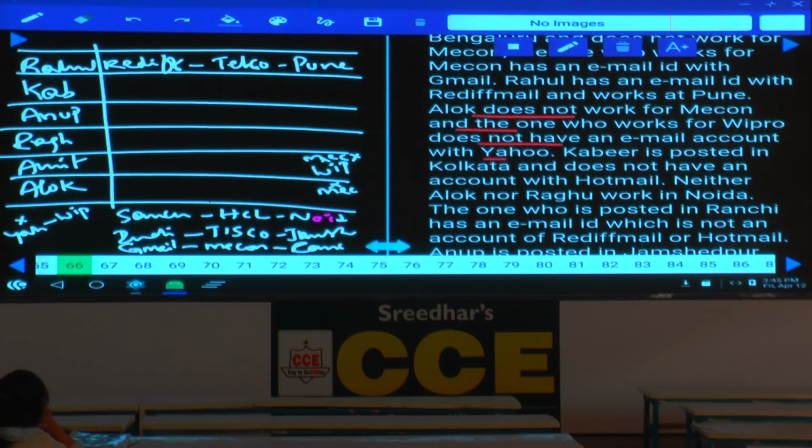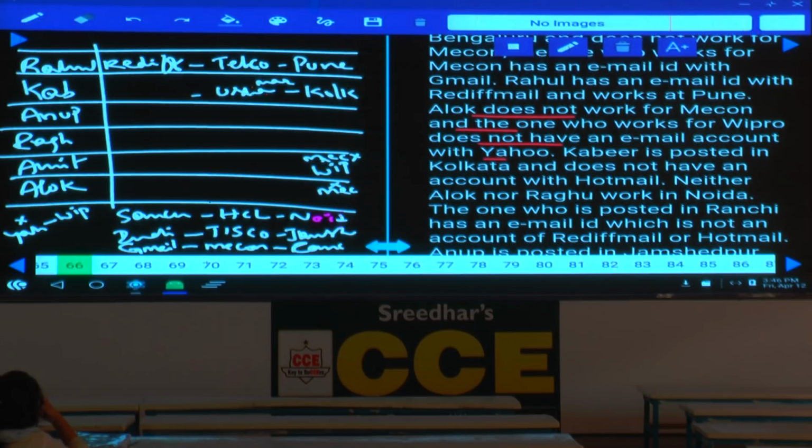The next one, Kabir is posted in Kolkata. As Kabir is posted in Kolkata, tell me what is the company here? Now the company is Usha Martin, isn't it? As Usha Martin is here, and Noida is what? HCL, and SancharNet is Noida. India Times is, isn't it? Then one is SancharNet. What is the next one here? Email IDs. What are the India Times?